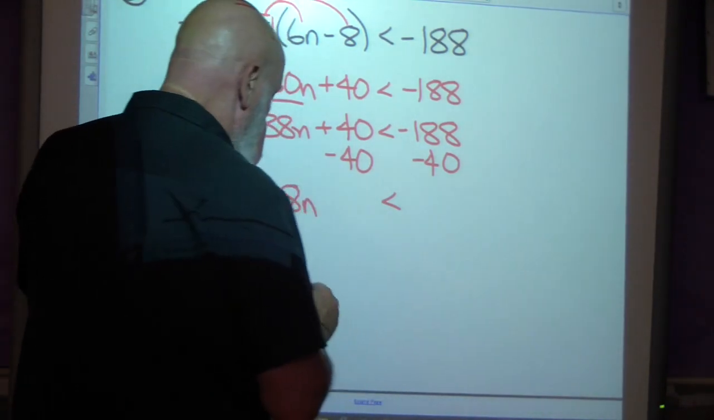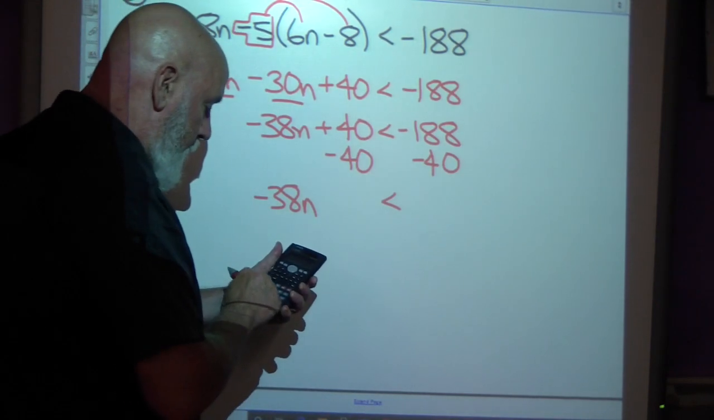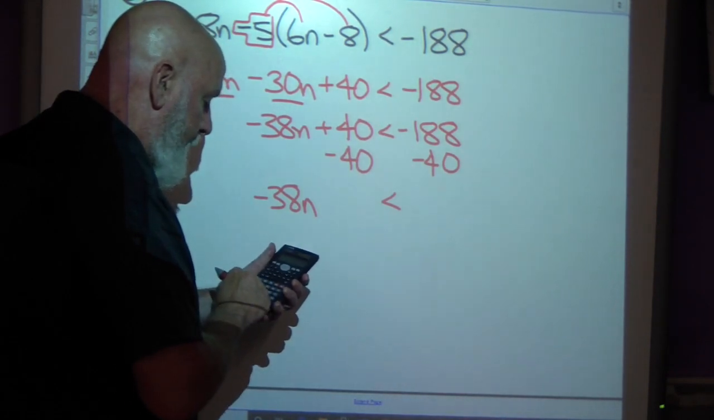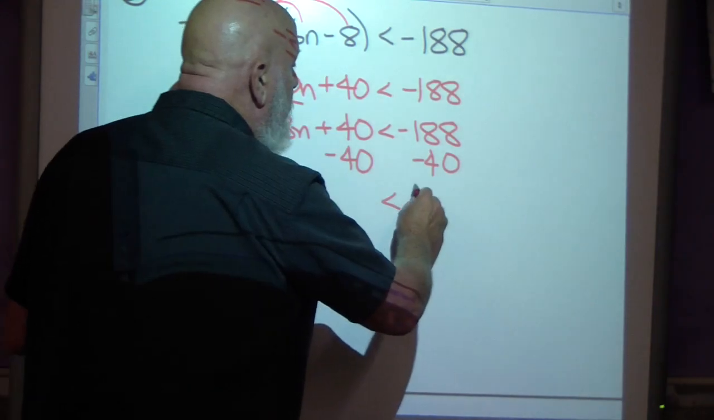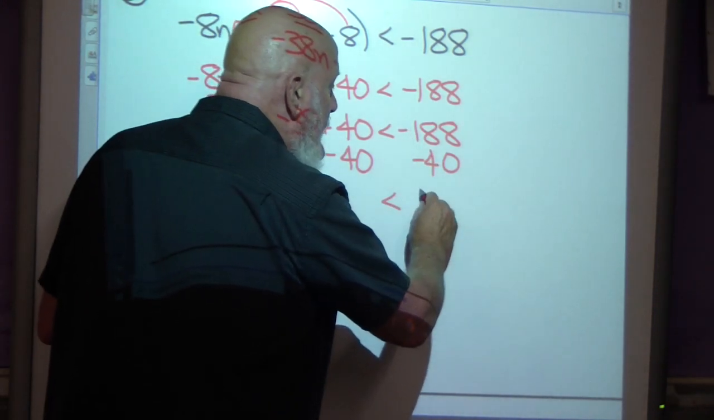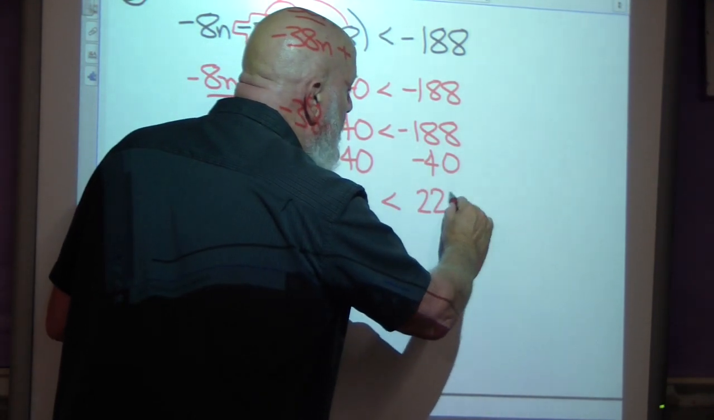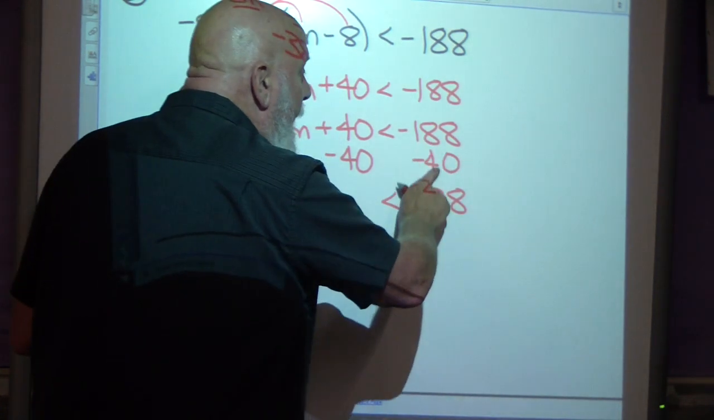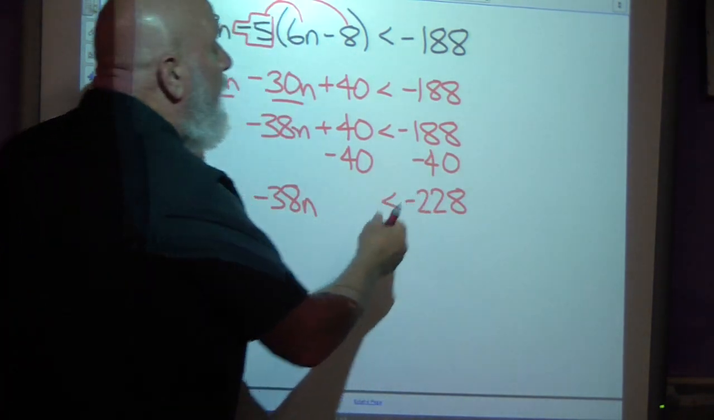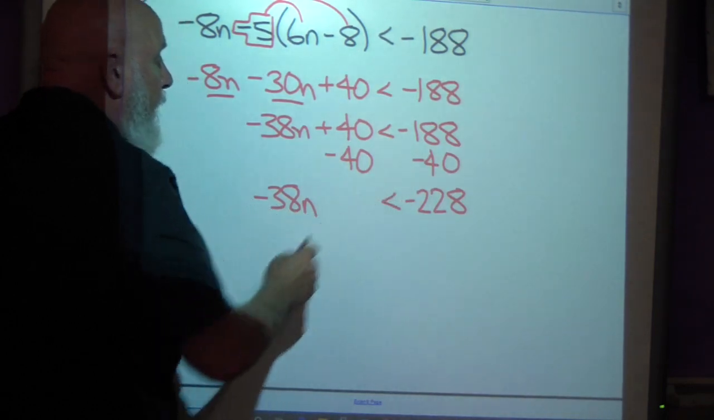No, that's, we got to add those. They're both negative. 188 plus 40. I'll do that in my head, but I'll goof it up. 228 negative. They're the same sign, so I'm going to add them together and keep the sign. You add if they're the same sign and keep the sign.